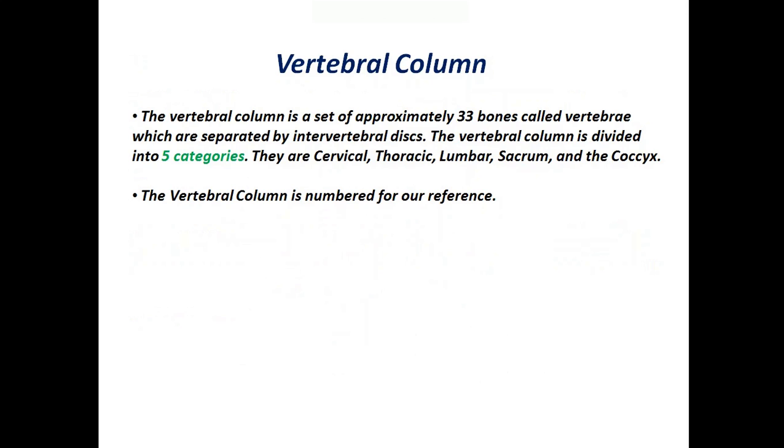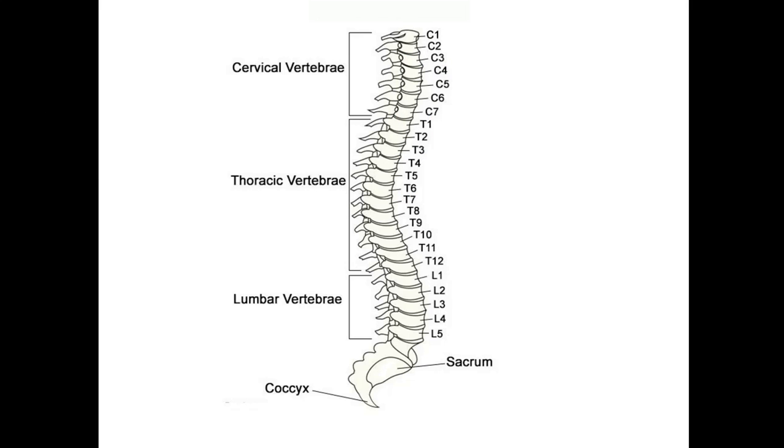The vertebral column is also numbered for our reference. Well, I'm telling you how they are numbered. This is the best picture of the vertebral column I found on Google. So the first 7 bones of the vertebral column are in the group of cervical vertebrae, and so they are numbered as C1, C2, C3, C4, C5, C6, and finally the C7.